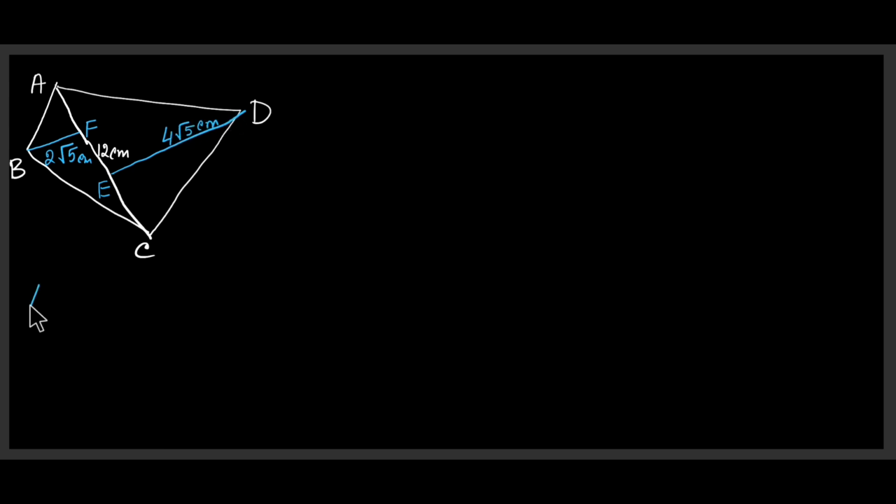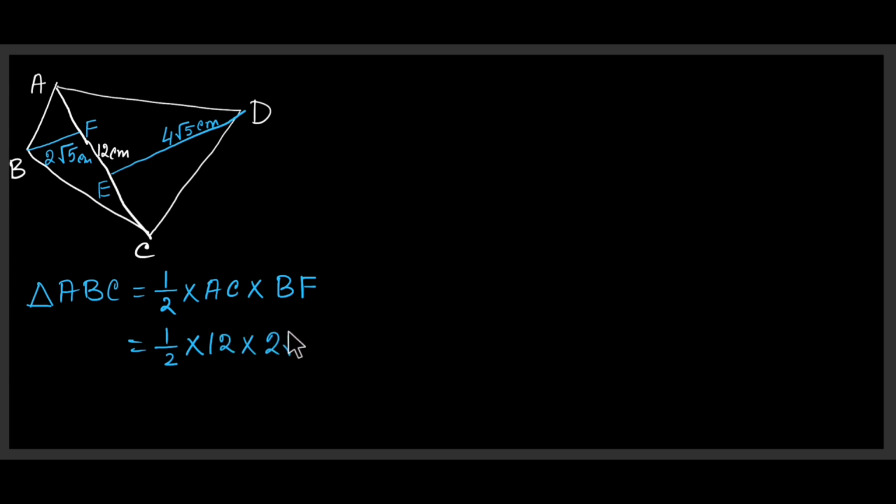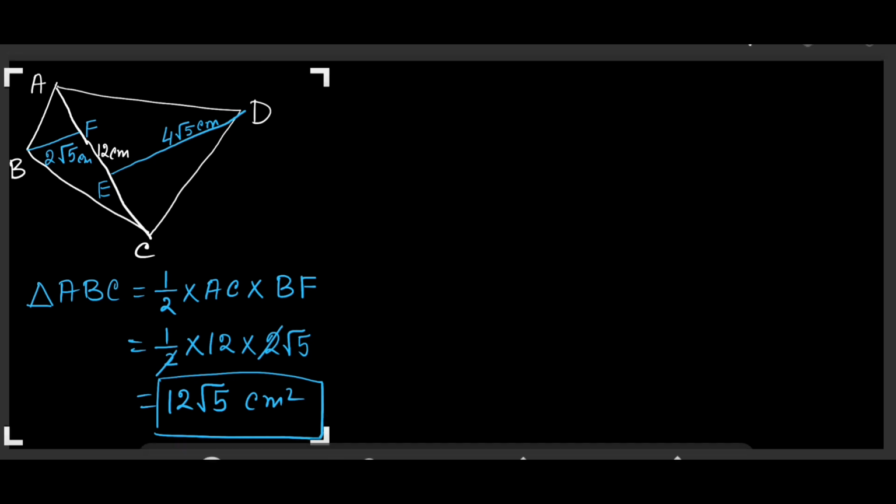Now clearly we can find the area of the triangle ABC, which is half into base into height. So here we can assume that AC is our base and height is BF. So let's put the data which is given in the question. AC is 12 centimeter and BF is 2 root 5 centimeter. 2 and 2 cancel out, and we get 12 root 5 centimeter square. We can remember this data.